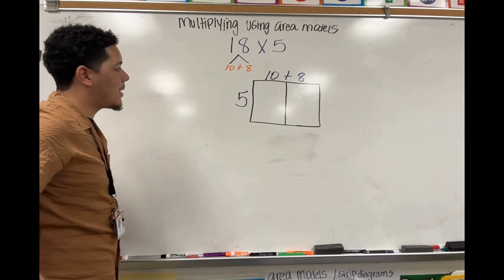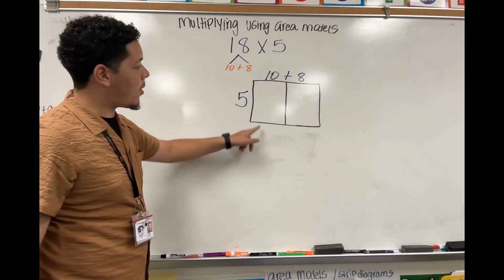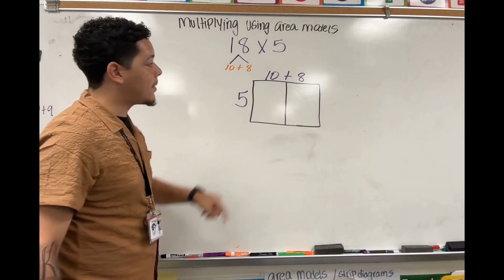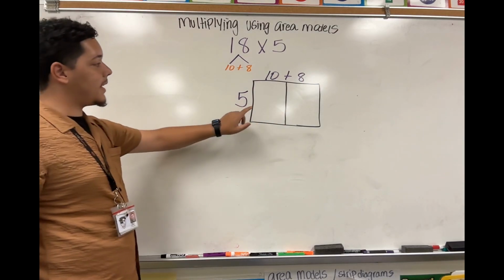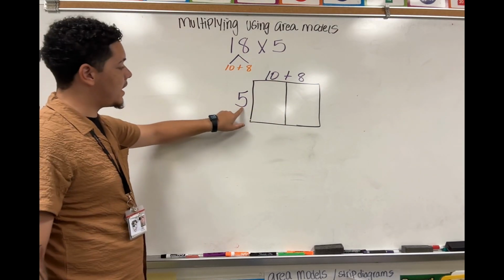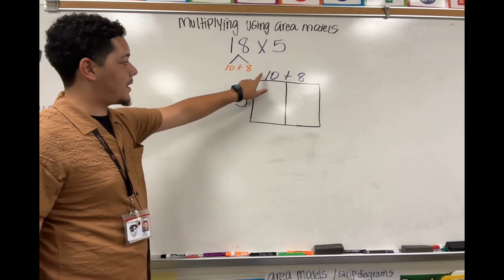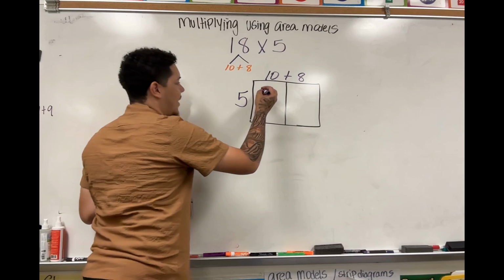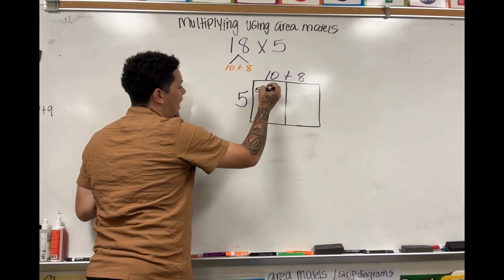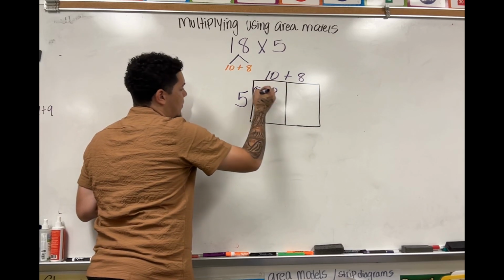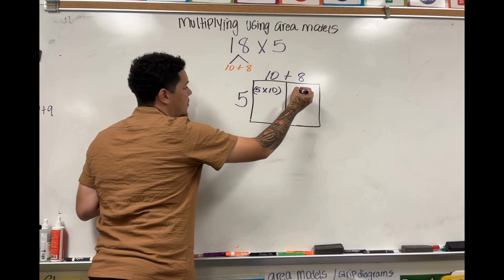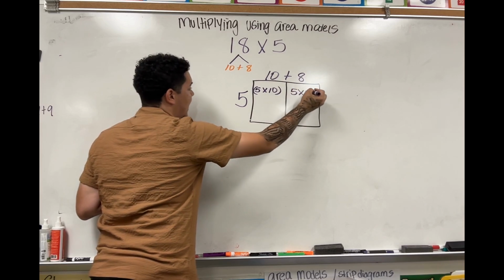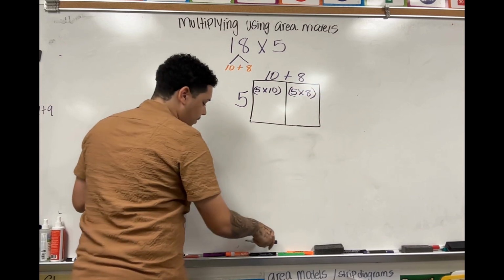All right. So what I like to do, I can either write this on the bottom or I can write it inside of the box. I'm going to simply multiply. So basically what I multiply for this box is going to be the 5 times the 10. And then for the next box, it's going to be the 5 times the 8. So I'm just going to write that down here. So this will be 5 times 10. Okay. And over here, this is going to be 5 times 8. So that's what I'm multiplying.